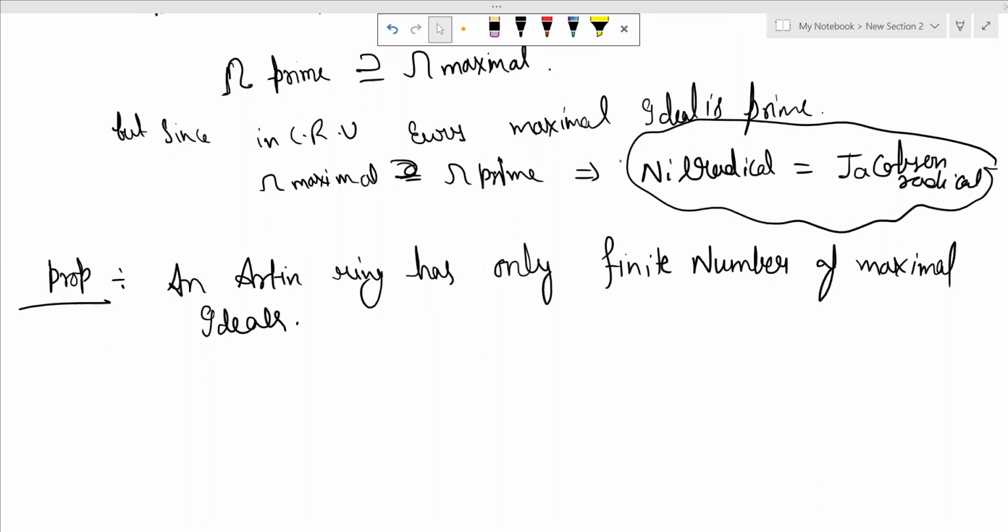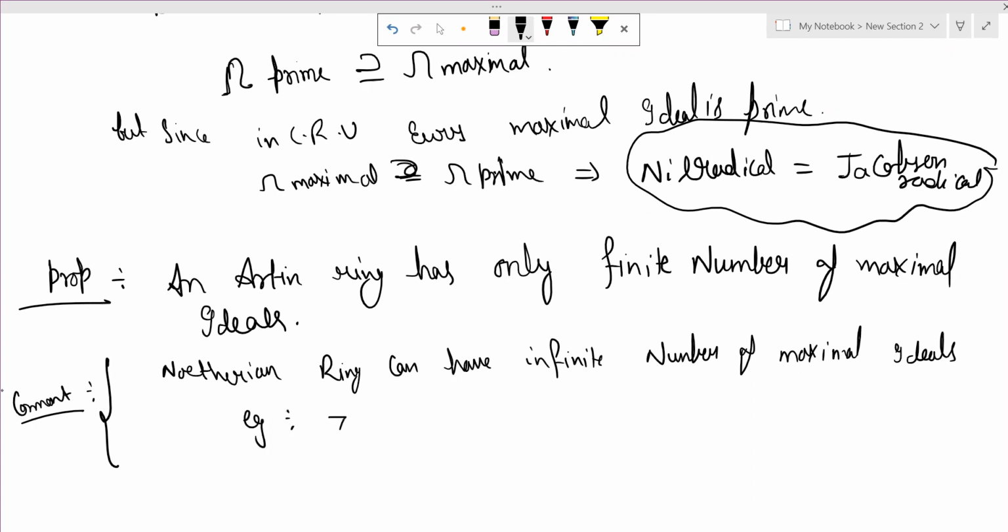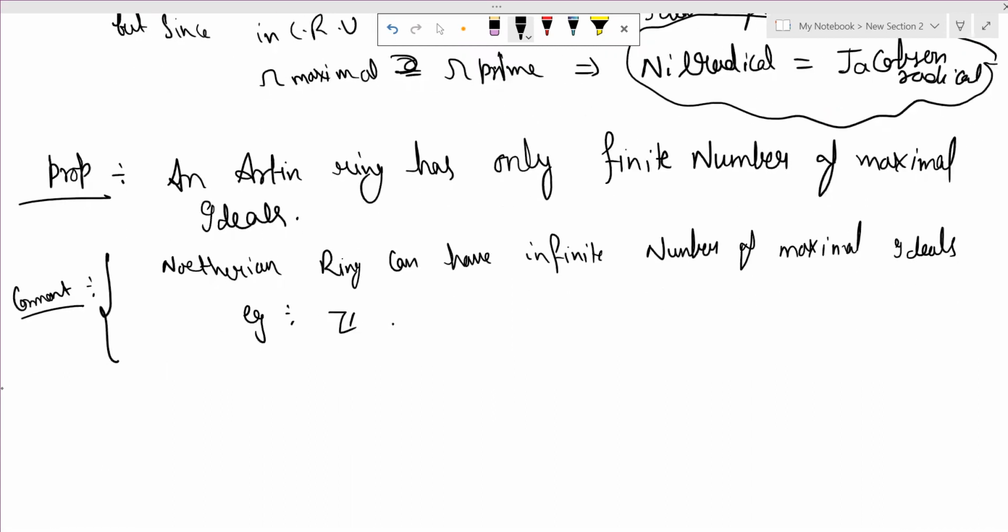So let's write here. For a Noetherian ring, it will be infinite. A Noetherian ring can have an infinite number of maximal ideals. What is an example? The example is Z. So now prove this statement for an Artin ring. How will you prove it? We have to prove that there are only a finite number of maximal ideals.